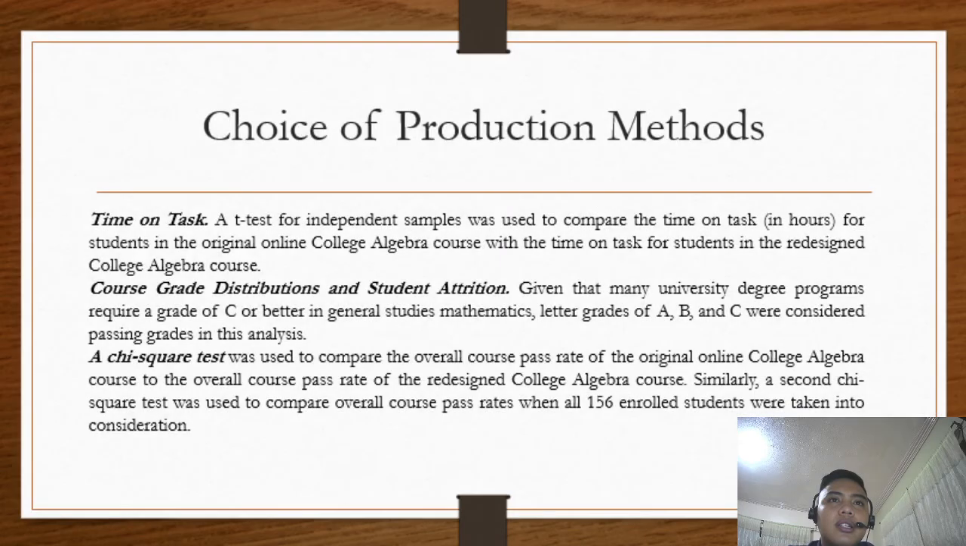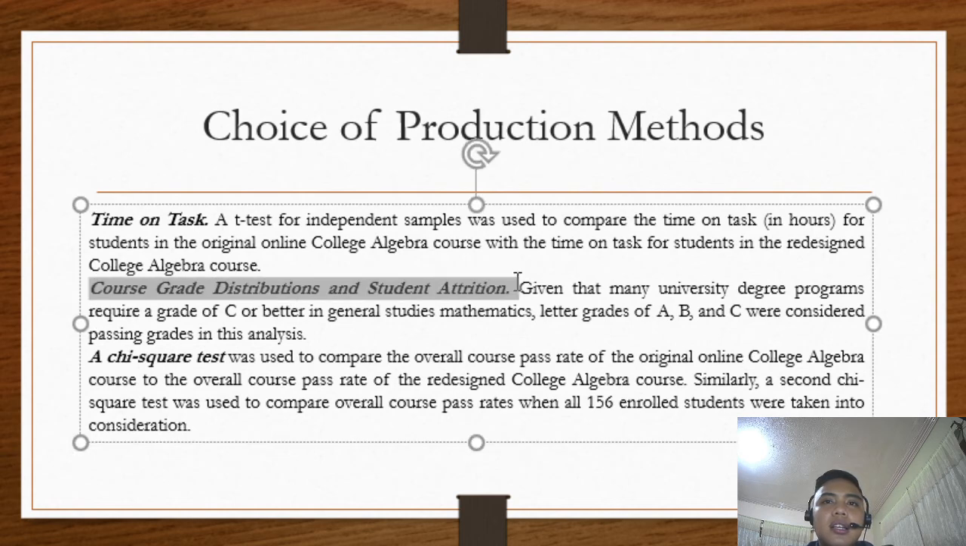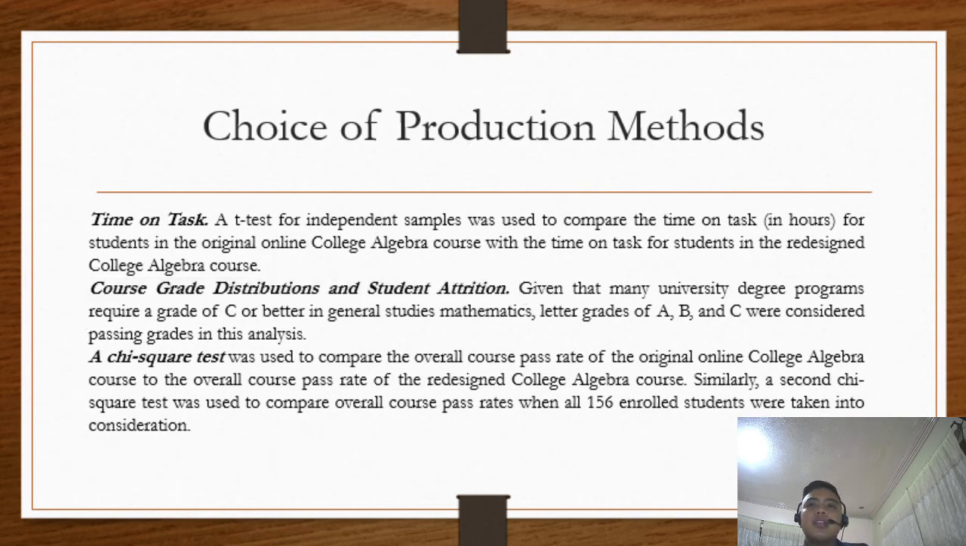Course grade distribution. Oh, I'm sorry. Sorry about that. So we're now here. Course grade distribution. Let me just highlight it. And attrition. Given that many university degree programs require a grade of C or better in general studies mathematics, grades of A, B, and C were considered passing grades in this analysis.